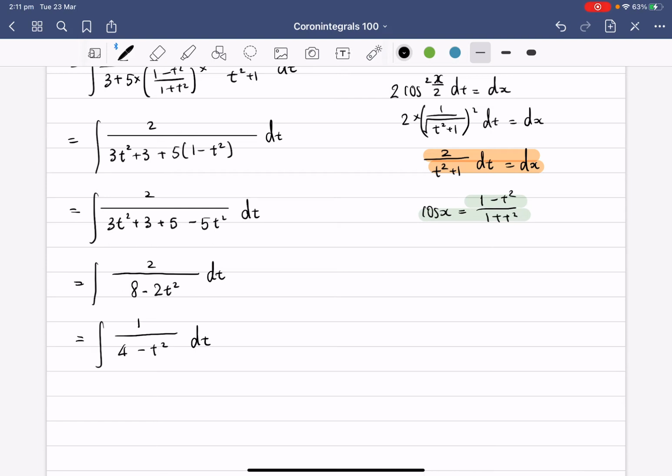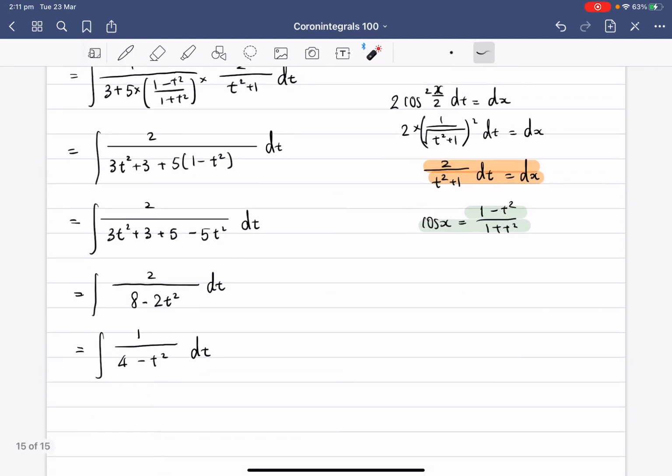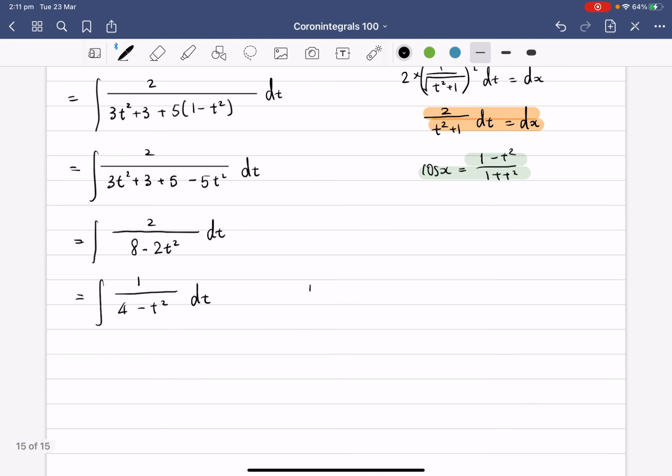Okay, so how do we do this question from here? If you just pay attention to the denominator, that looks very similar to the difference of two squares that we can use. But how does that help us? From here, we need to decompose this integrand into partial fractions. So we're going to let 1 over 4 minus t squared equal a over, now we need to apply the difference of two squares, 2 plus t, plus b over 2 minus t.